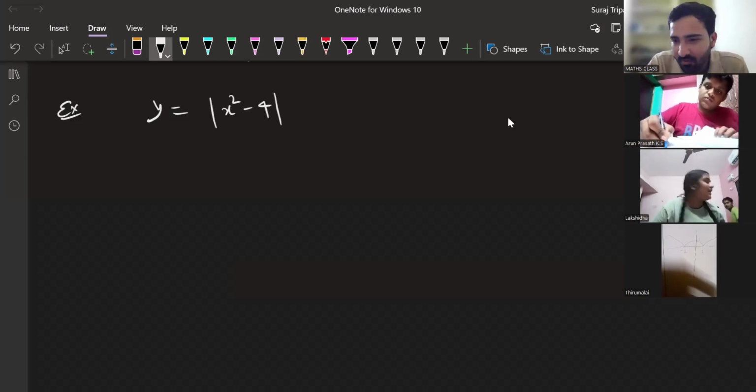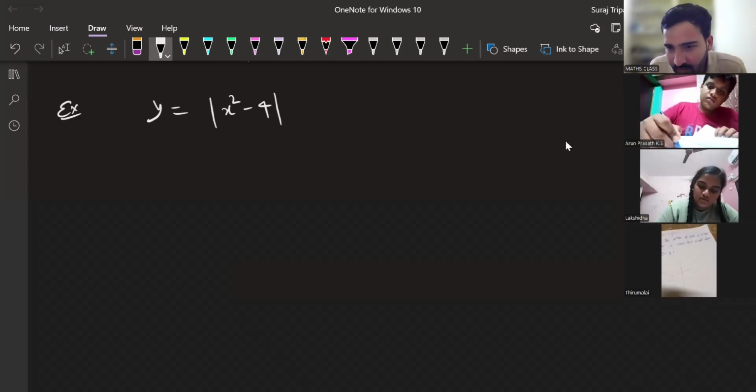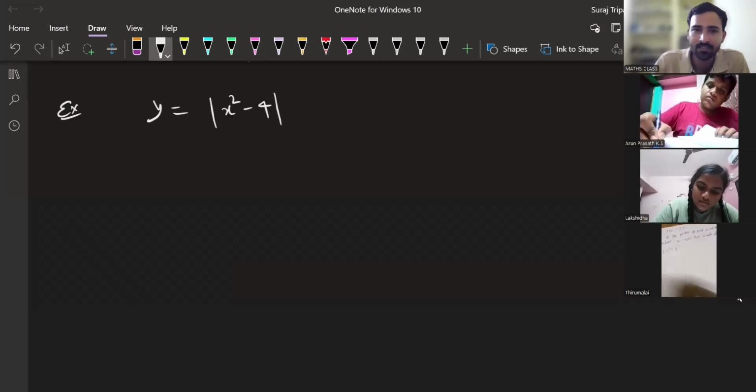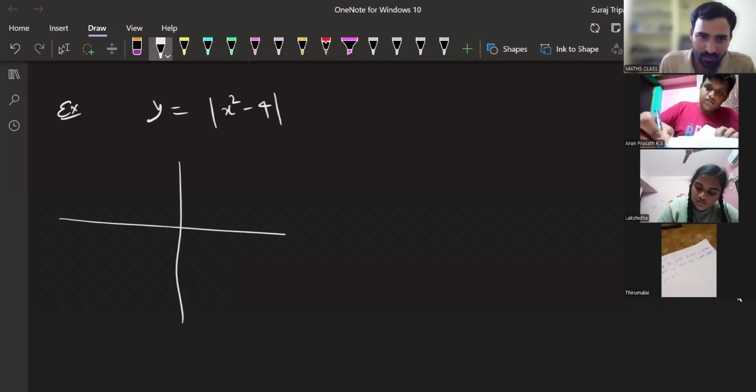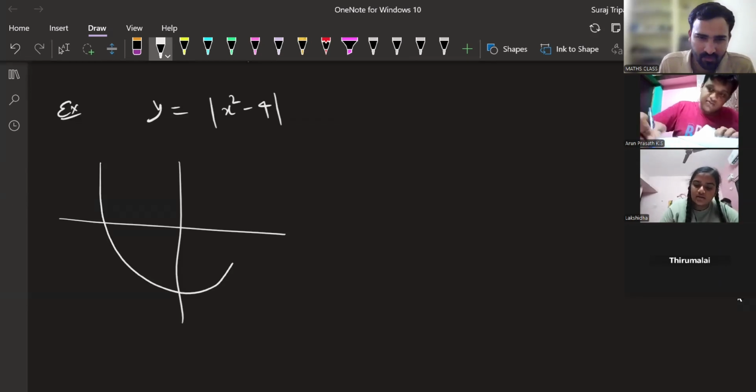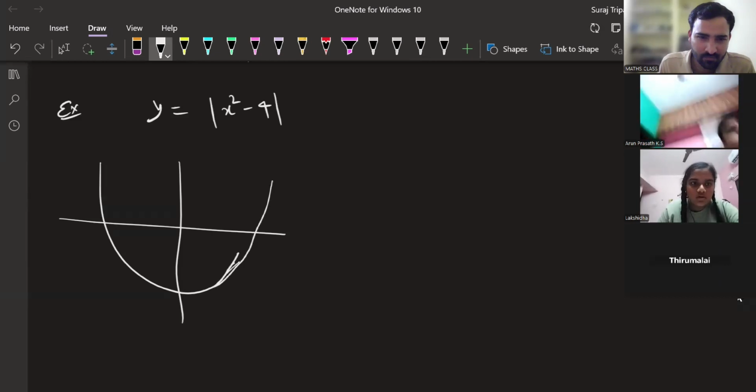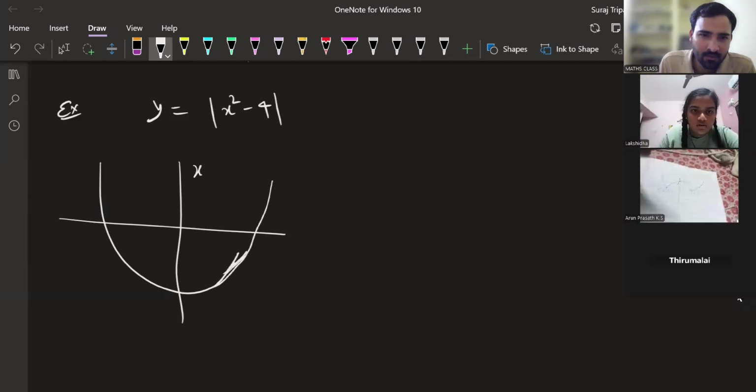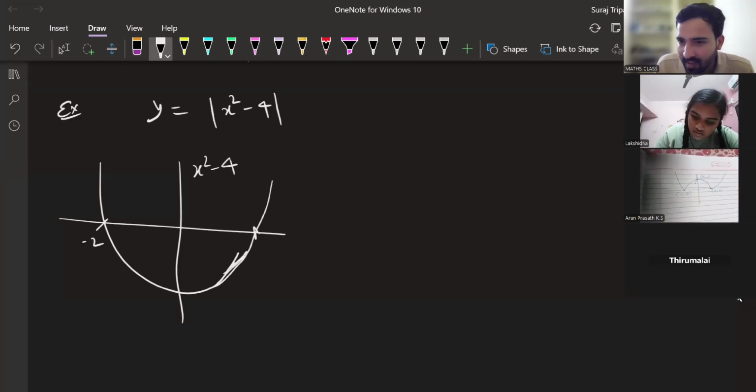Yeah, it is almost correct, Tirumalai. But you have changed this shape also. That is going up to infinity. See, first of all, you have to draw the graph of this one. This is the graph of x square minus 4. That is here minus 2. Yeah, this is correct. Plus 2.